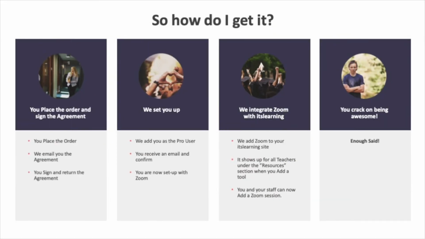So how do we get it? First of all, you'll place the order. Once the order is placed, we'll email you an agreement for you to sign and return to us. Then, we'll set you up on Zoom. We'll add your account as a pro user. You'll receive an email, much like earlier in the video. You'll click the link, authorize yourself, and then you're completely set up and good to go.